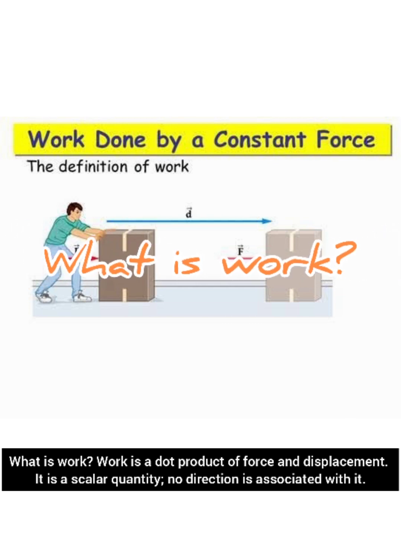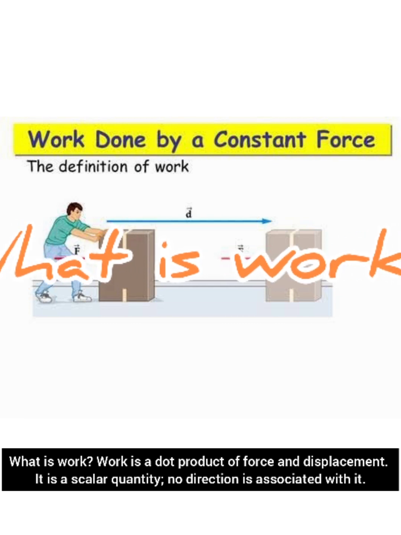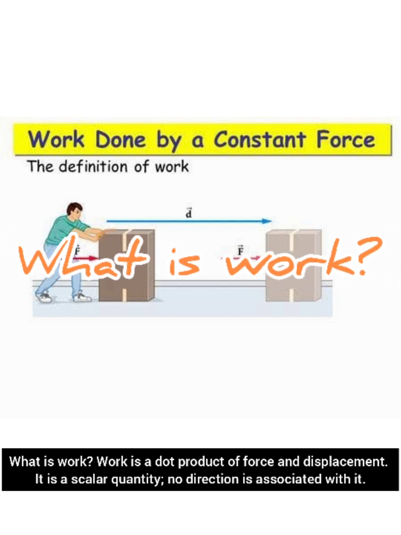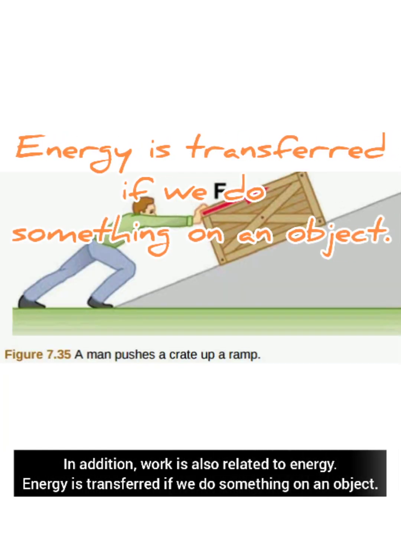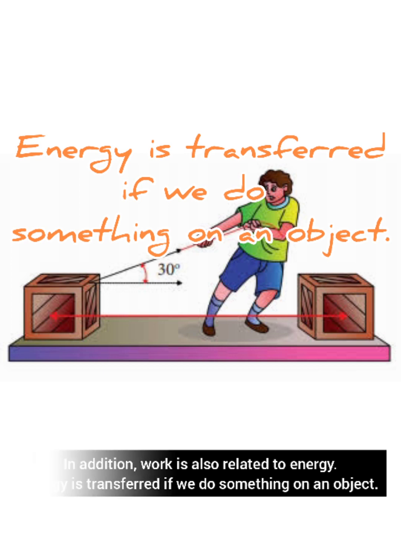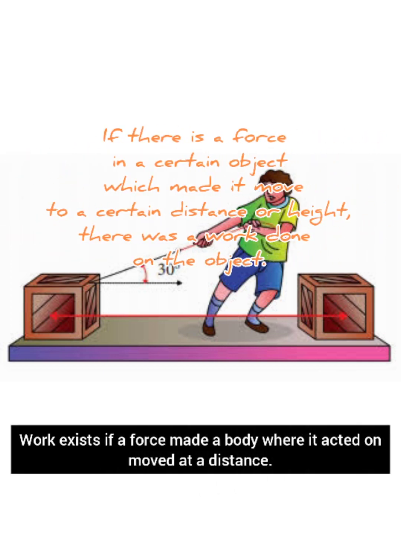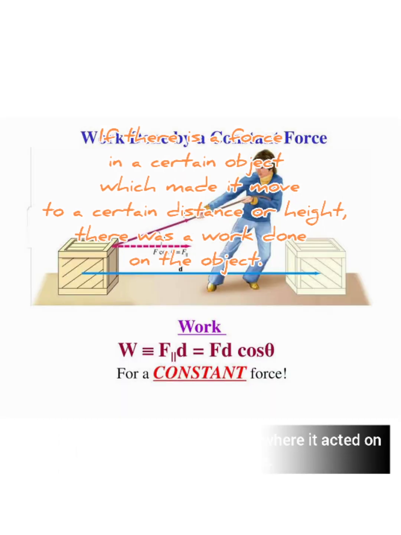What is work? Work is a dot product of force and displacement. It is a scalar quantity, no direction is associated with it. In addition, work is also related to energy. Energy is transferred if we do something on an object. Work exists if a force made a body where it acted on moved at a distance.